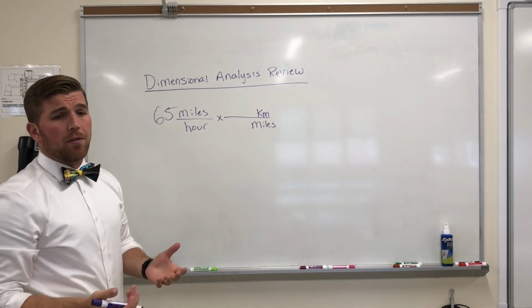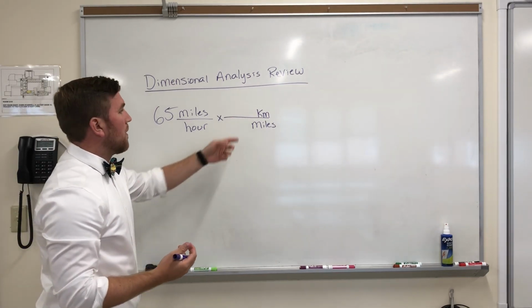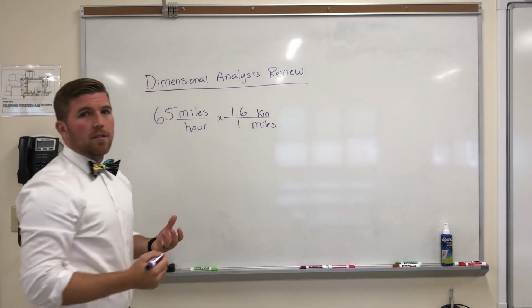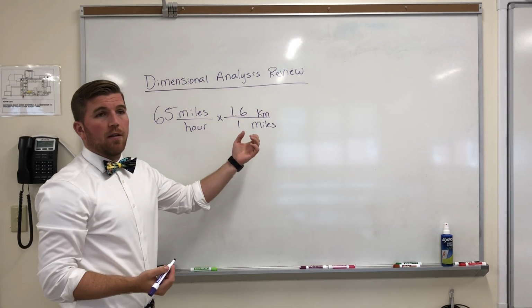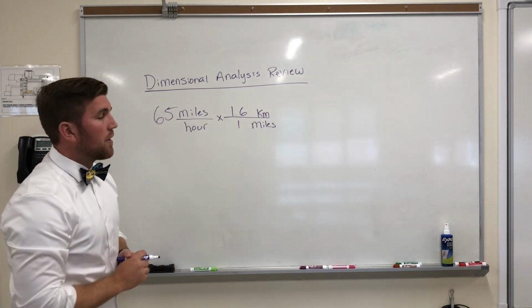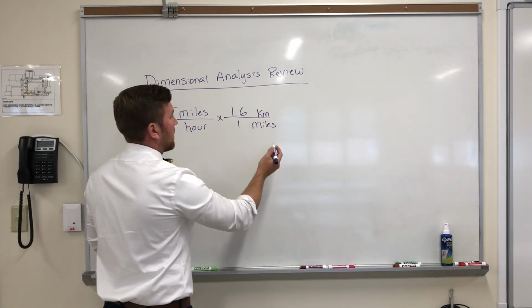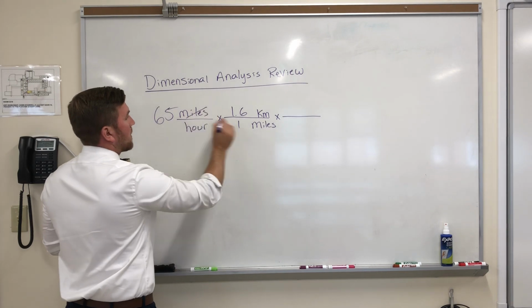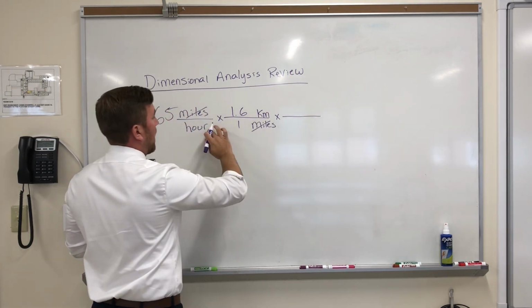So there's several ways you can do this. Like I said, there's 1,000 ways this can be done. If you know how many kilometers are in a mile, that would be the easiest and quickest way to get there. If not, you can go miles to feet, feet to inches, inches to centimeters, and then work your way back up to kilometers. But this is the quickest and easiest way. So now miles is canceled out. I'm left with an answer in kilometers per hour.